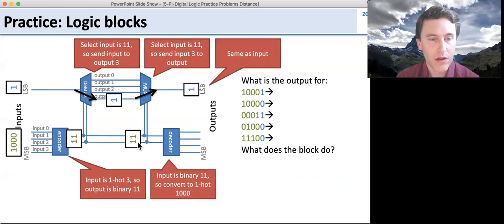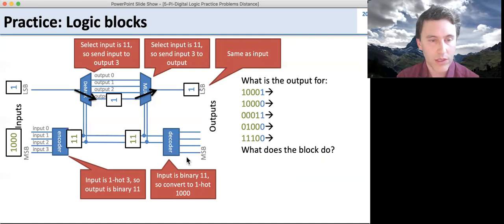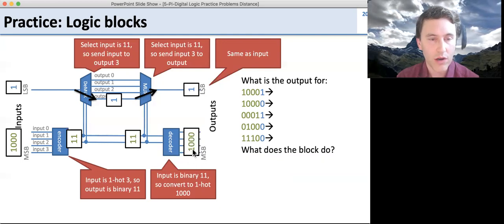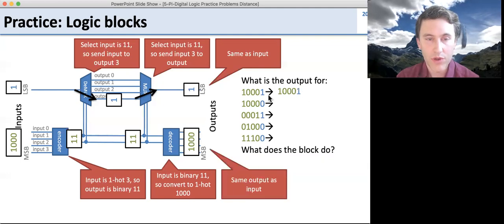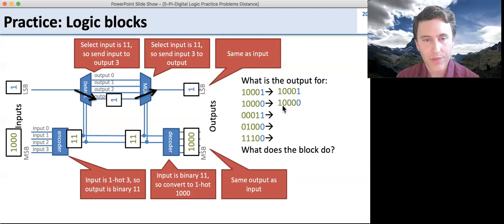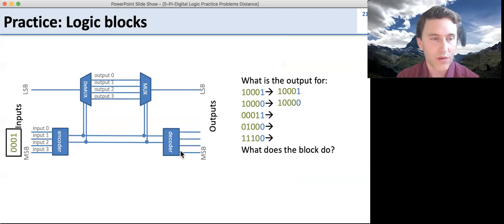Now what happens down here? Well, we've got 1, 1 coming into our decoder, so that's a binary 1, 1, so it's going to be decoded as a 1 hot 1, 0, 0. So we get the same output. So what's the answer to here? We put in that value, we get out the same value. Same for this one.